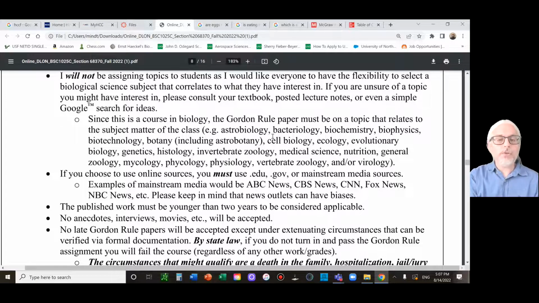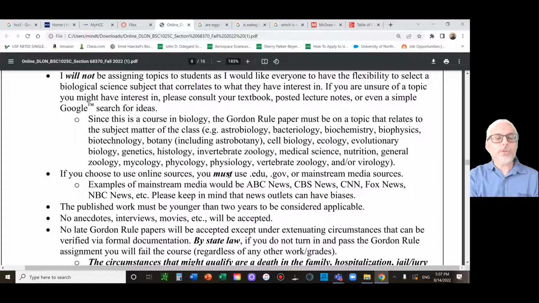Or cell biology, maybe how nutrition affects cells, or there's nutrition generally, why not? Genomics, mycology, phycology, physiology, vertebrate zoology, virology, I don't care. These are just general areas of science. Pick whatever tickles your fancy, as long as it relates to nutrition and or drugs.